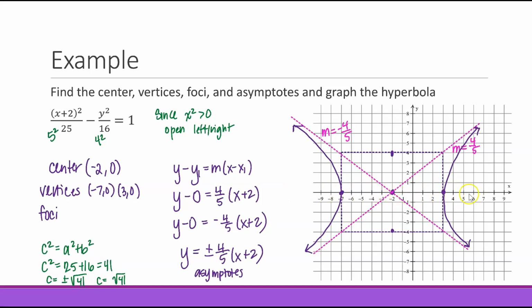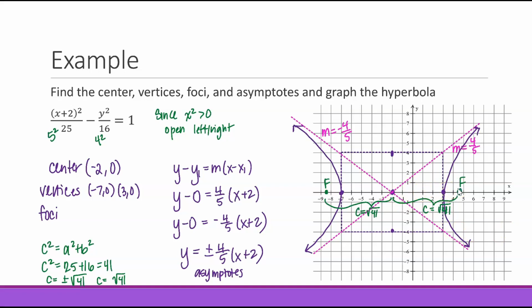That's the distance that I'm going to add to get to the focus, which should be inside of the U shape here. So let's see. I'm going to go ahead and add the c value, radical 41, to go to the right. And then I'm going to have that same c value here, radical 41, going to the left to find my focus on each side. So how am I going to write those points?